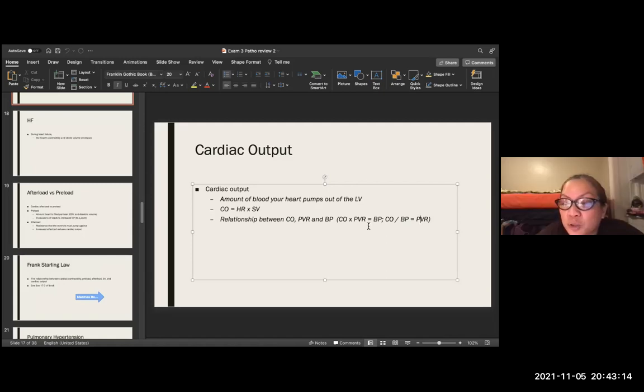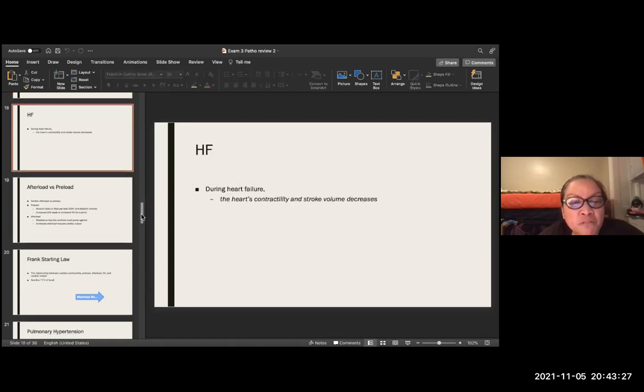It's just a simple division. So the numerator, they are directly proportional. The denominator, inversely proportional. Okay. Next, the heart failure.